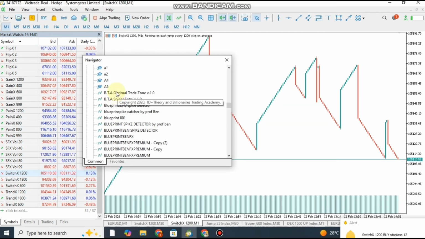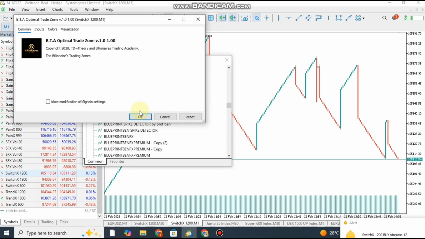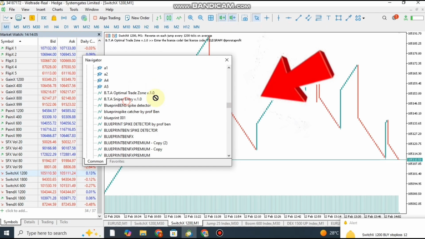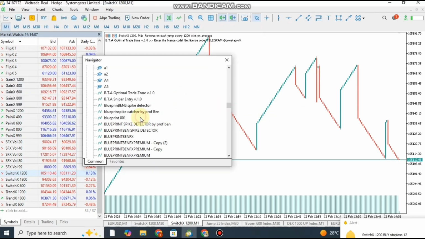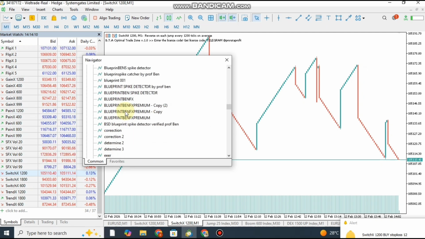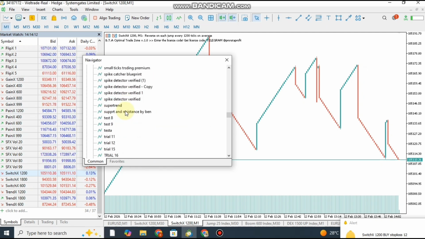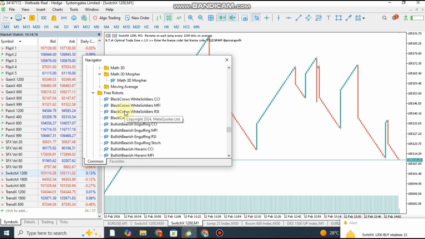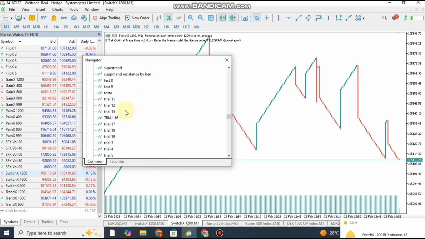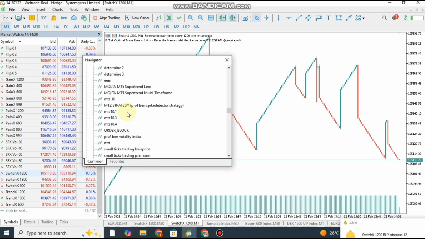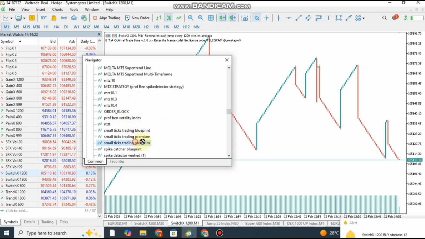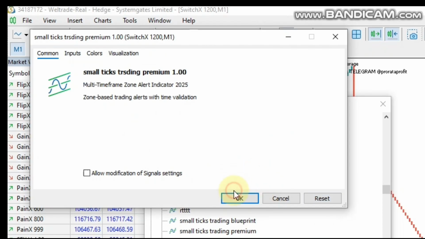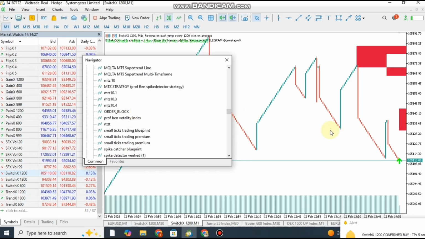The first indicator we shall add is BTA Optimal Zone, and the second indicator we shall add is BTA Sniper Entry. And then lastly, we shall add the small ticks trading software itself. The first two are free indicators, you can get them, but the small ticks software is not free. So let's now add the small ticks software itself. We shall have a total of 3 indicators on our screen before we can start trading.